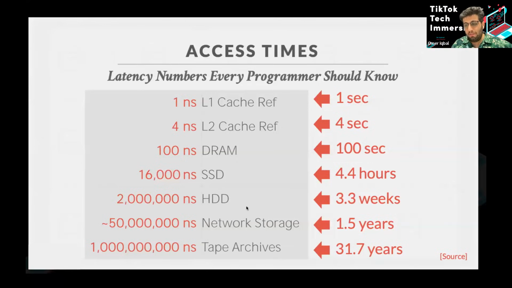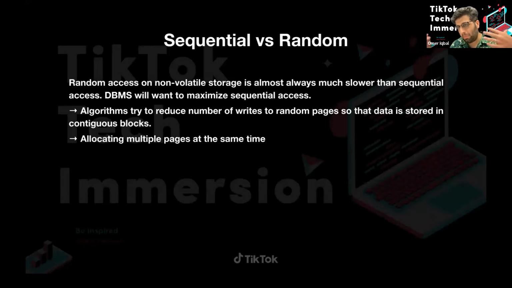So when you think about Big-O or algorithmic complexity, it's no longer about the number of operations, the number of steps you need to do. It's more about reducing random accesses, and you want to maximize sequential accesses as much as possible, because sequential accesses are orders of magnitude faster than random accesses. So in databases, they will try to reduce the number of writes to random pages, and they try to make sure data is stored contiguously, right?